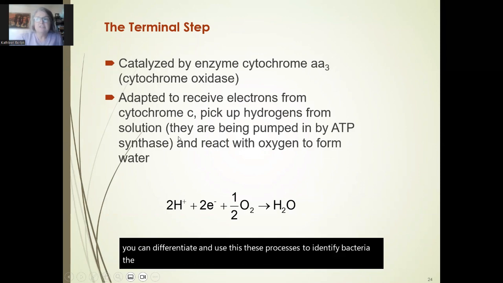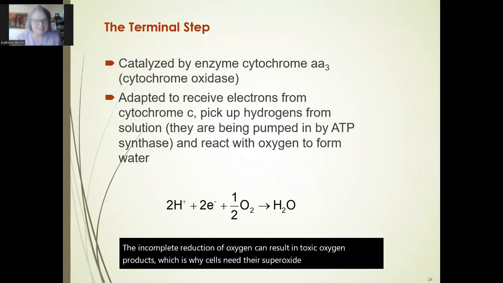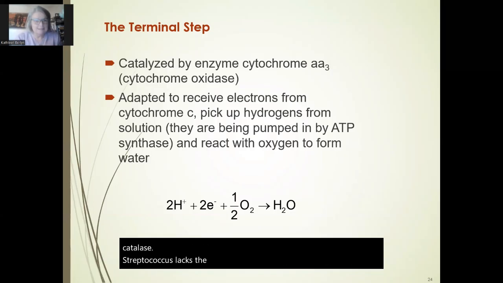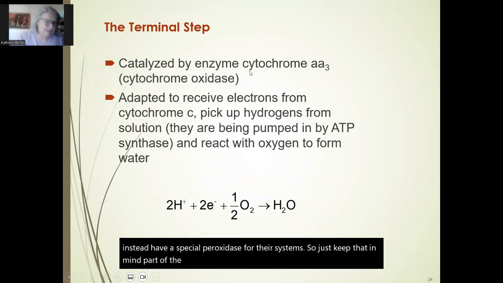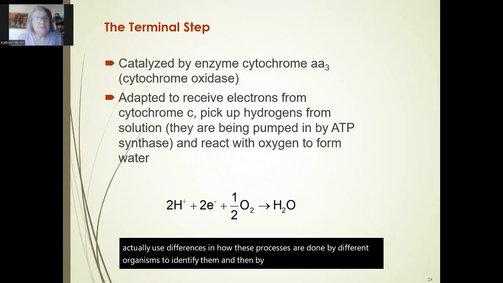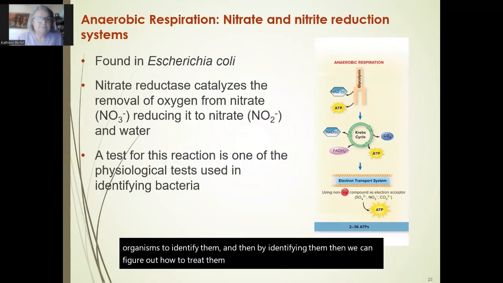The incomplete reduction of oxygen can result in toxic oxygen products, which is why cells need their superoxide dismutase and their catalase. Streptococcus lacks the cytochromes as well as catalase, but they instead have a special peroxidase for their systems. So just keep that in mind. Part of the reason why we care about this stuff is because we can actually use differences in how these processes are done by different organisms to identify them. And then by identifying them, then we can figure out how to treat them if they're causing disease.